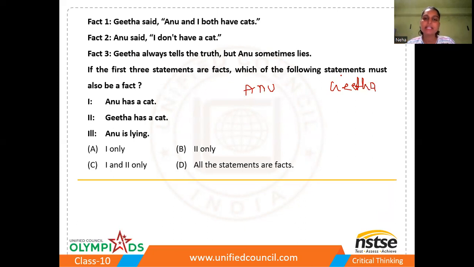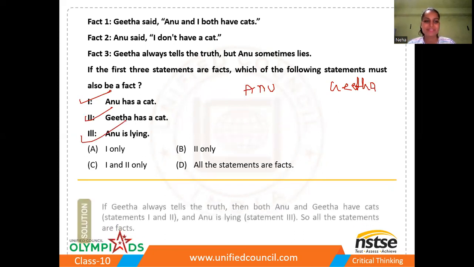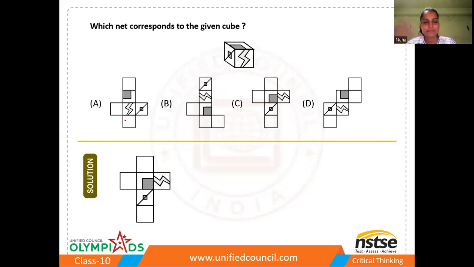As we can see, Geeta always tells the truth. Then both Anu and Geeta have a cat, right? That means both have a cat. But Anu sometimes lies, so Anu is lying in statement 3. So we can say that all 3 statements are facts: Anu has a cat, Geeta has a cat. Yes, this is the fact, but Anu is lying. Perfect. Now the next question.